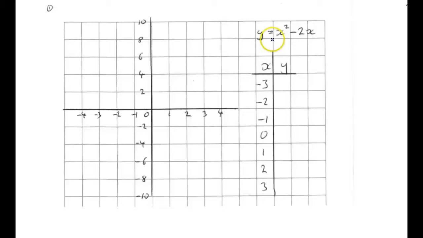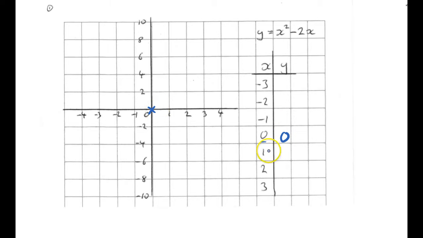Okay, got to draw y equals x squared minus 2x. I'm never going to start with negatives because that's where the problems are going to be. I'm going to start when x is 0. 0 times 0 is nothing. Take away 2 nothings is also nothing. So I'm going to put a cross there immediately.